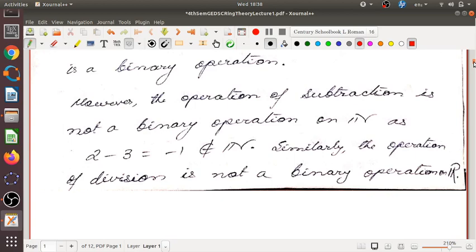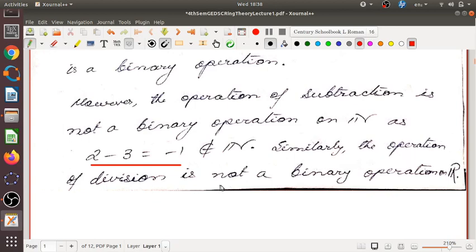For example, if you take the operation of subtraction on the set of natural numbers, then it is not a binary operation, because the difference of two natural numbers may not be a natural number. For example, 2 minus 3 is minus 1, but minus 1 is not a natural number. So what is our conclusion? The operation of subtraction is not a binary operation on the set of natural numbers.